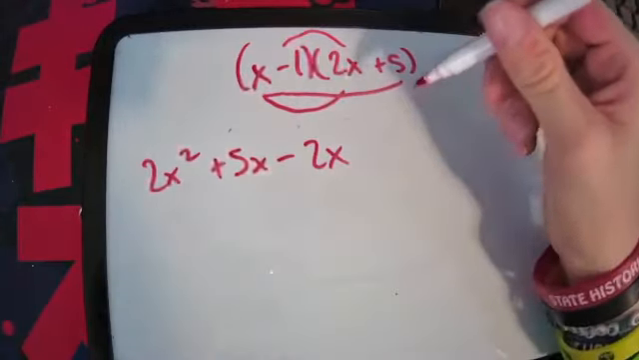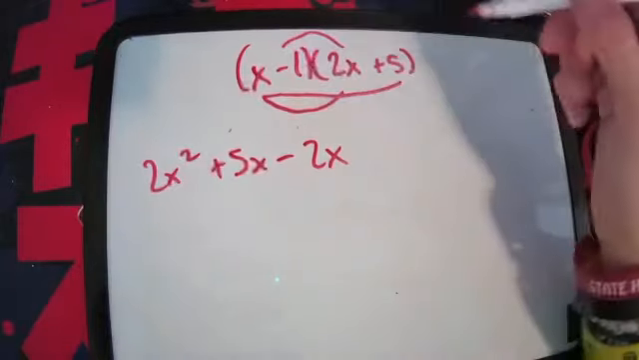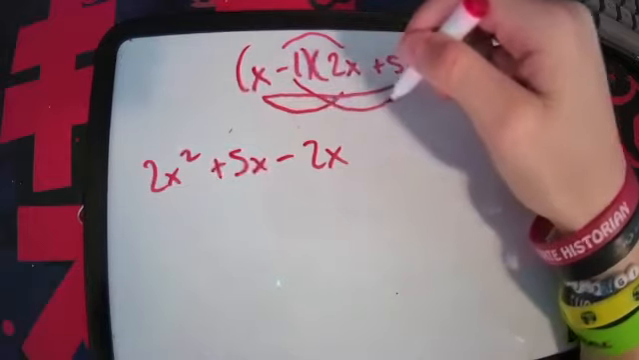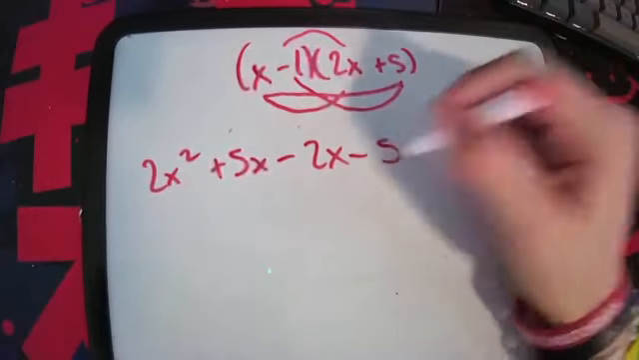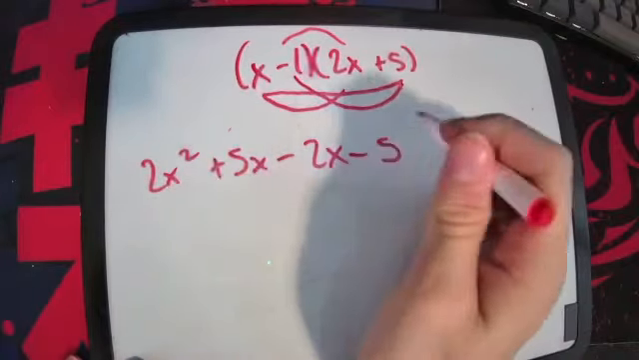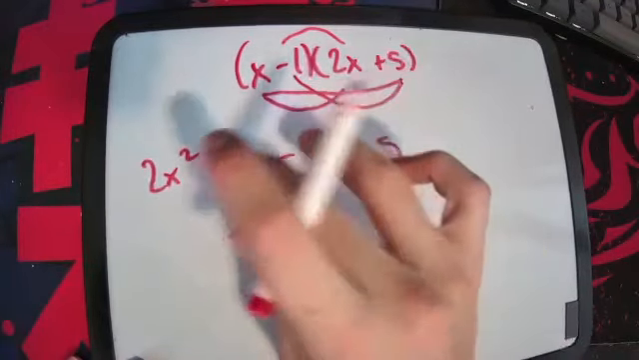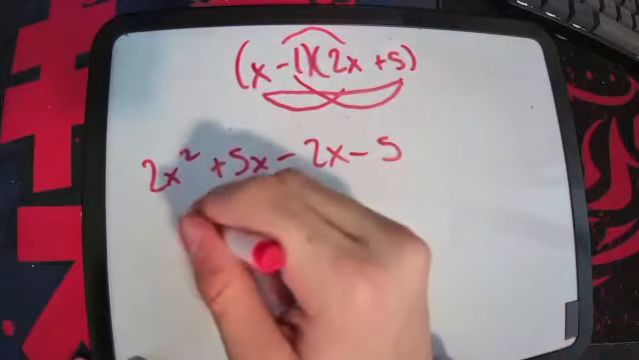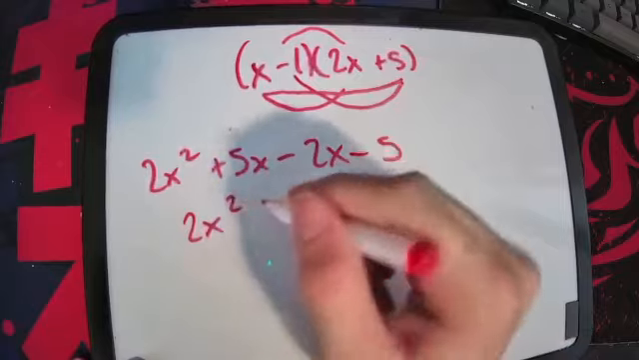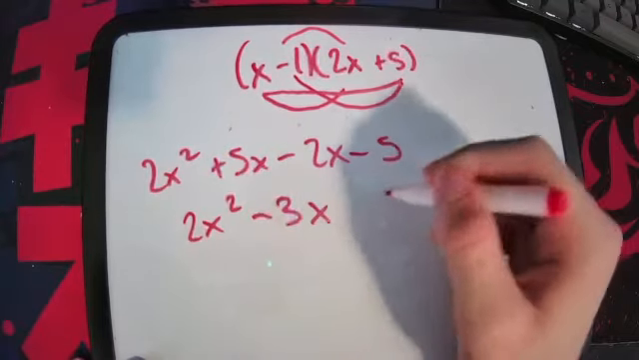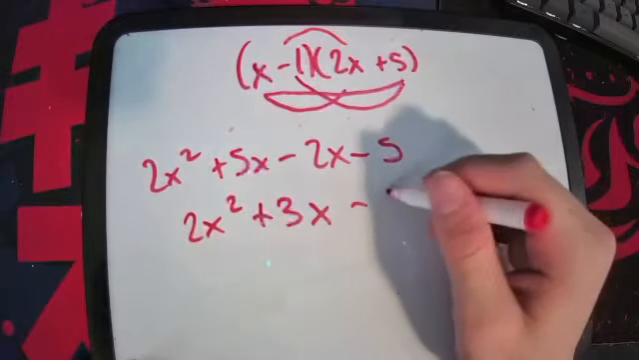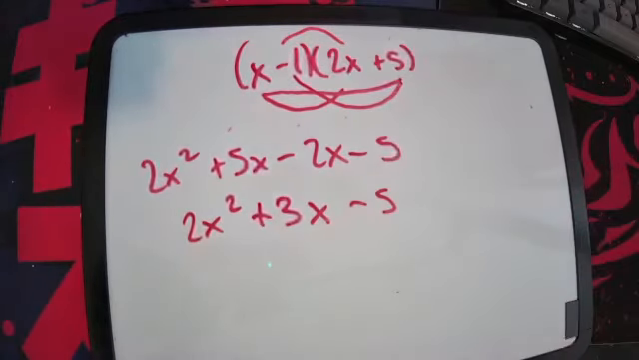Finally, we multiply the last two terms together in each respective pair of binomials, and that is negative 1 and 5, so that equals negative 5. Finally, we simplify the middle two terms together because they are like terms with the same degree. So 2x squared plus 3x minus 5. That is our final answer.